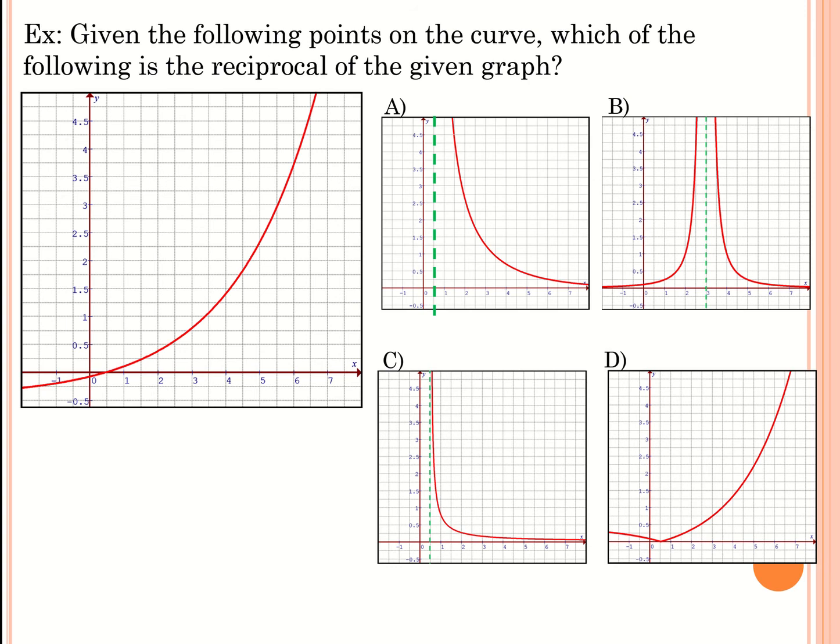Okay, so this was an additional example. I threw it in there. I didn't teach this one in class. So this one here is okay. Here's my original function: y equals f of x. And then on the right side, which one of them is the correct reciprocal graph?